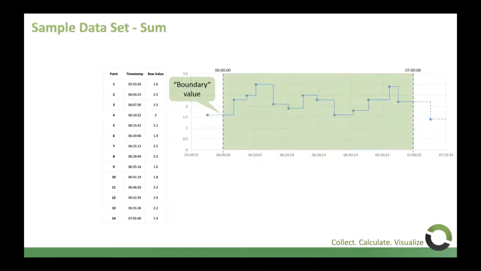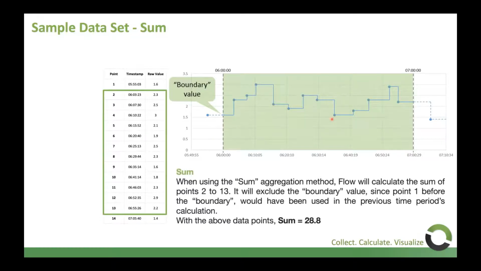All right, the next aggregation that we're going to look at is a sum. Now, as we would expect, what will a sum do? A sum will take all of the data points, excluding the boundary value, because the boundary value for the previous hour would have been used in the sum from the value of 5 to 6 as time buckets. So we're not going to include it in the total for this hour. And what we'll do with the sum is literally take each and every point and add them together for the hour.